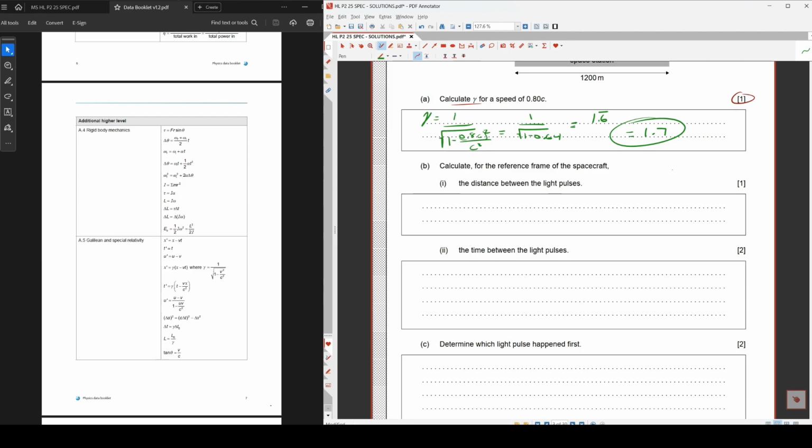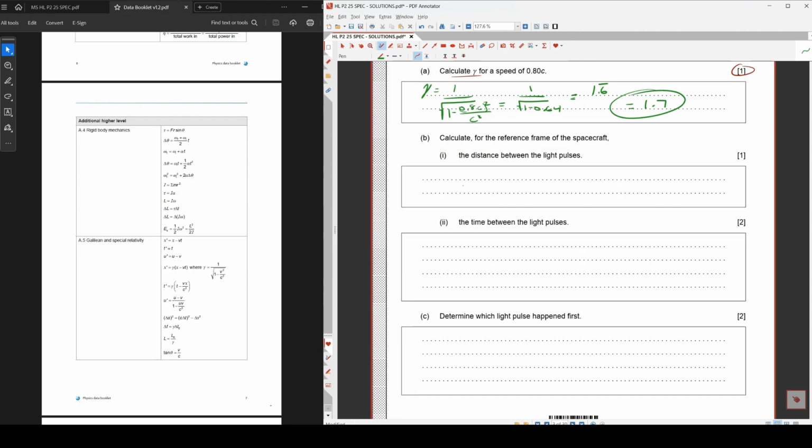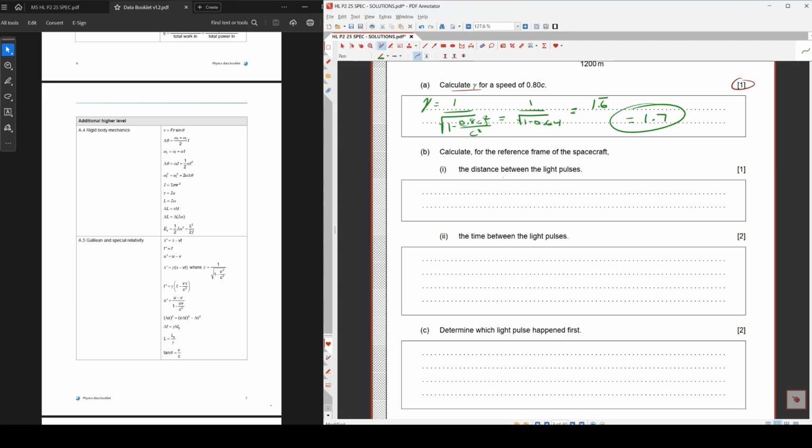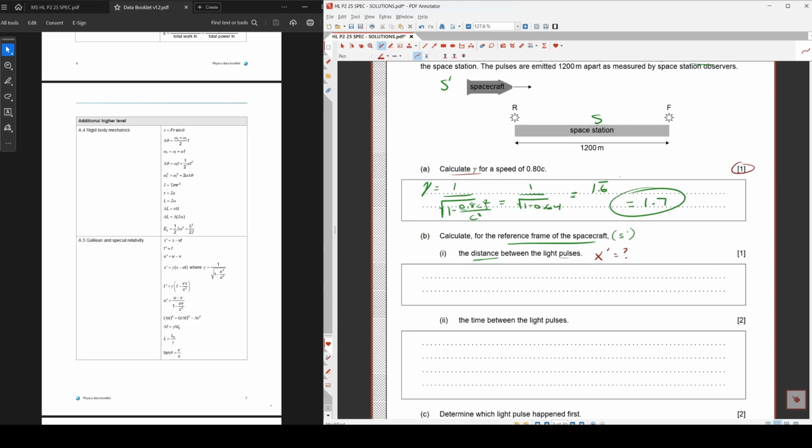Okay, again, I would not do anything else on my first time through because relativity is hard, but let's keep going to talk about how you solve each of these. Calculate for the reference frame of the spacecraft, which I remembered I'm calling S prime, the distance between the light pulses. So what it's asking me to solve for is X prime. That's distance relative to somebody. Distance measured by somebody on the spacecraft would be X prime. And I already know this distance, which is measured by someone on the space station, so this would be X. So I want X prime, and I have X.